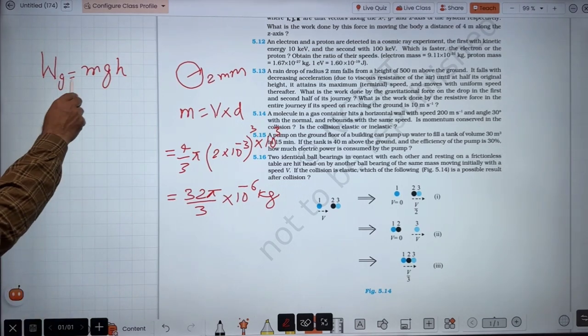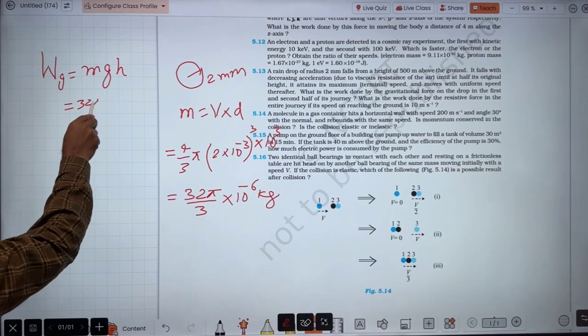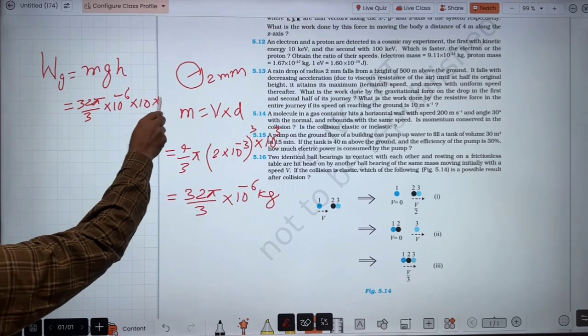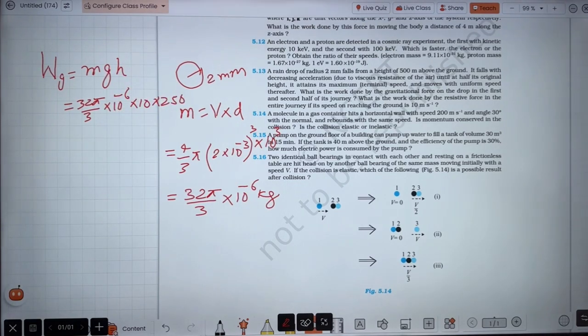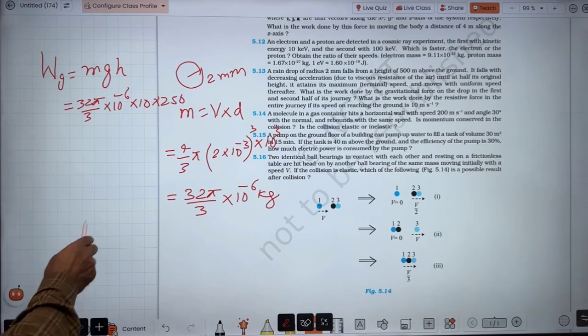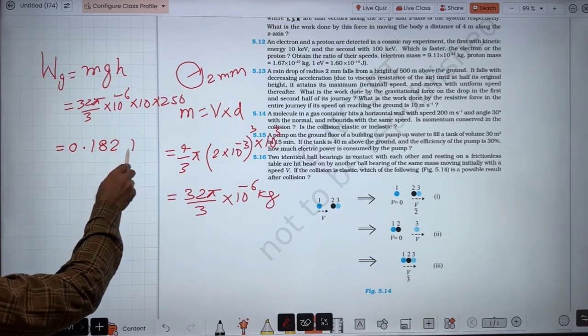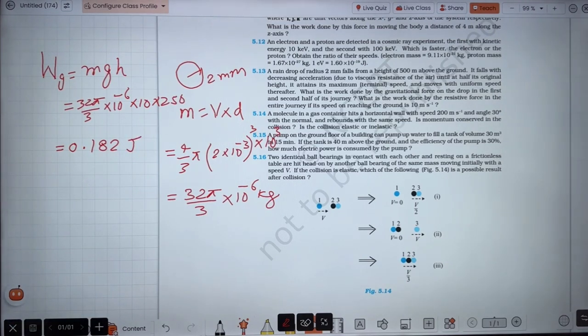This value we can apply here. So 32 pi divided by 3 into 10 to the power minus 6 into 10 into 250 meter, because it is half the height. In that case, what do we get? Just see and tell. So 0.182 joule almost. And after that, what can we do?